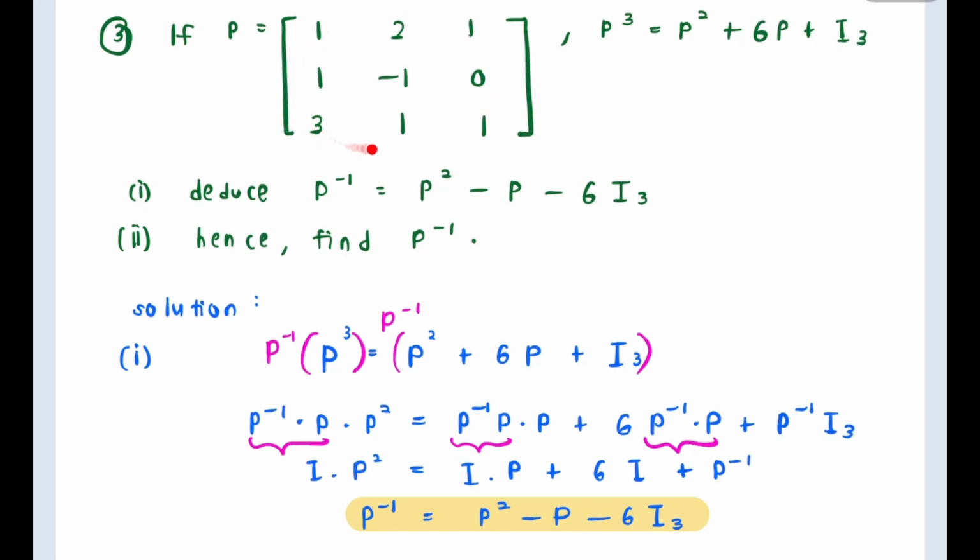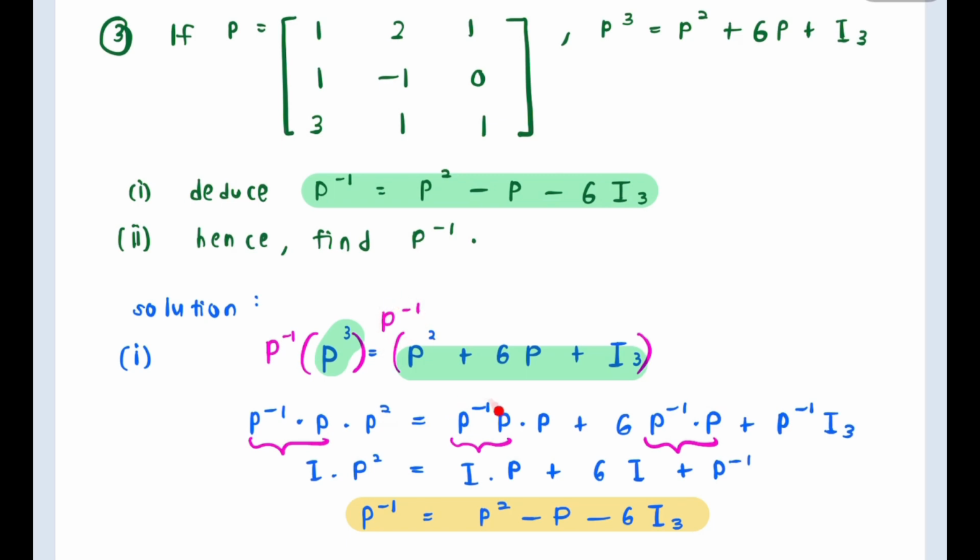If P is given like this, and then you are given P cubed equal to P squared plus 6P plus I, the question says deduce P inverse. Okay, we need to deduce P inverse equal to P squared minus P minus 6I. So let's do this. From the equation given, P cubed equal to P squared plus 6P plus I. So in order to find P inverse, let us just multiply P inverse on our left hand side. And then we can open up, this is P inverse times P squared, because P cubed stands for P times P squared. And then let's expand this.